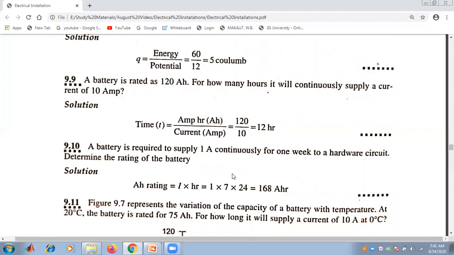Another problem: a battery is required to supply 1 ampere continuously for 1 week to a hardware circuit. Determine the rating of the battery. The ampere hour rating of the battery is given by current into time in hours. The current is 1, and 1 week is 7 days, and each day is 24 hours, so it is 168 ampere hour.